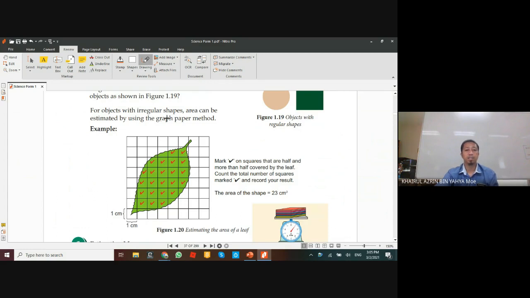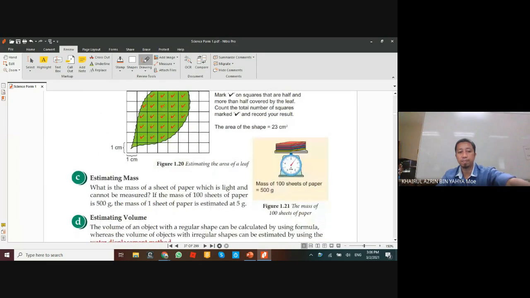So for objects with irregular shapes, area can be estimated by using the graph paper method like this. You also learn this one in mathematics. So area more than half, we tick. Less than half, like this, we didn't tick, we didn't count. This one is smaller only, and the green color is very small, so we didn't count. The green area that is more than half, we tick and then we count. So we calculate the total area: 1, 2, 3, 4, until here we have 23. So we can conclude it is 23 centimeter square.